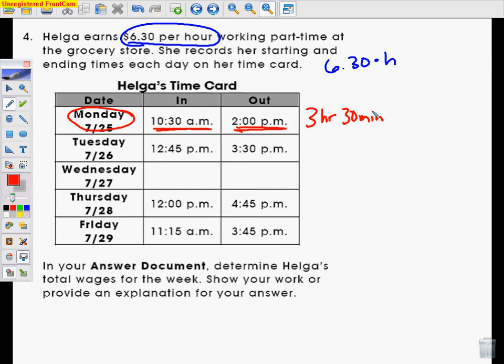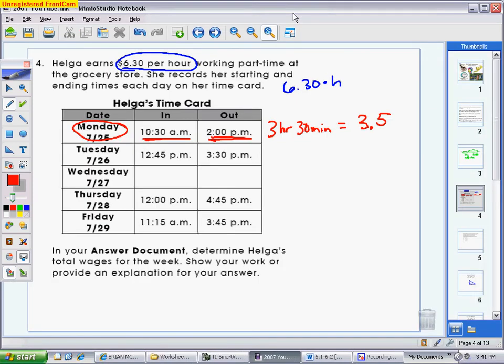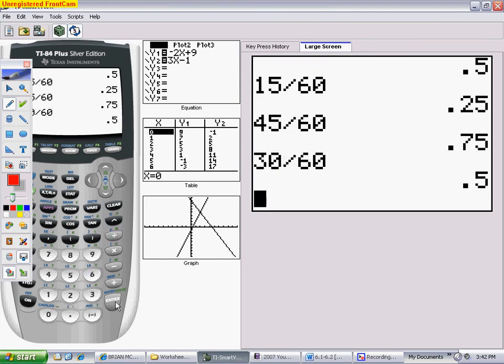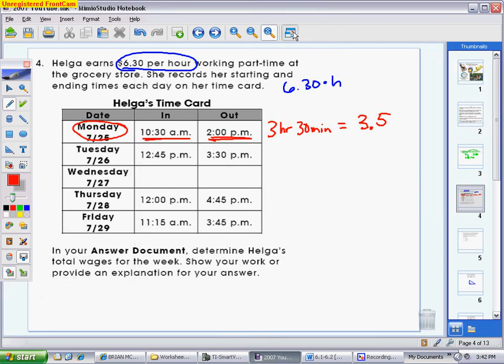Well, remember, we don't want to just write 3 hours and 30 minutes. We want the decimal version of that. So that would be 3.5 hours, right? Just like we did before in the calculator, we're going to take that 30 minutes and divide it by 60. And we know that 30 minutes is half of an hour. So that's 3 hours, and that's 3.5 hours.